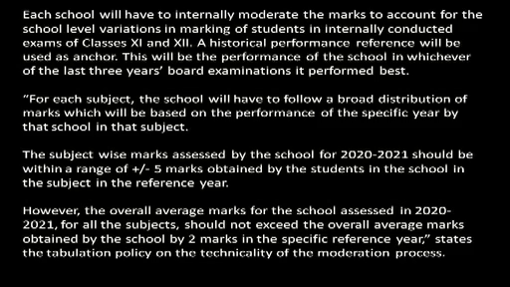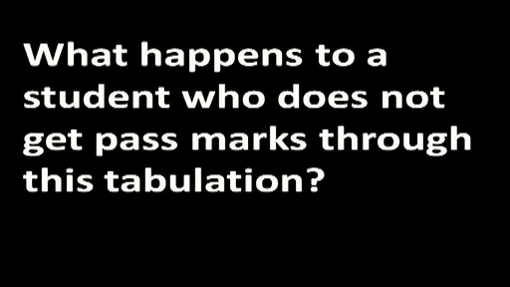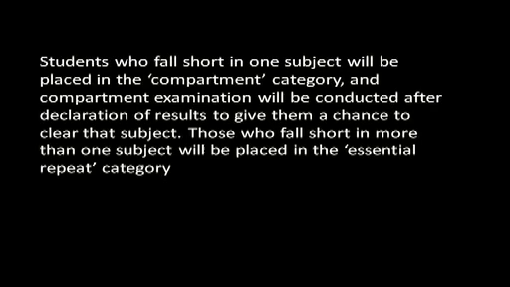What happens to a student who does not get pass marks through this tabulation? Students who fall short in one subject will be placed in the compartment category, and a compartment examination will be conducted after declaration of results to give them a chance to clear that subject. Those who fall short in more than one subject will be placed in the essential repeat category.